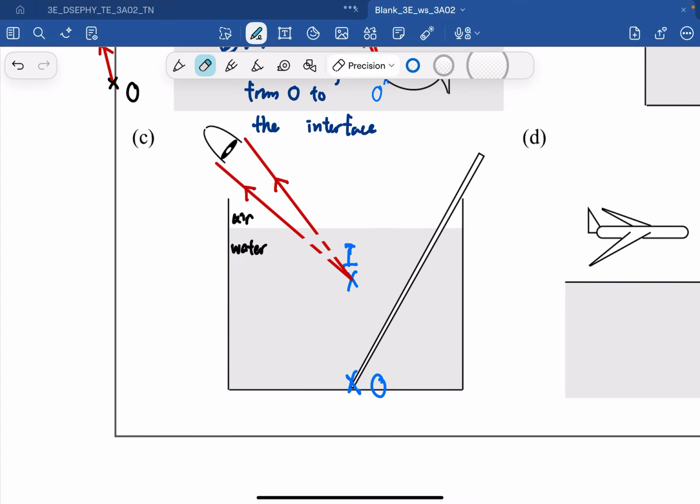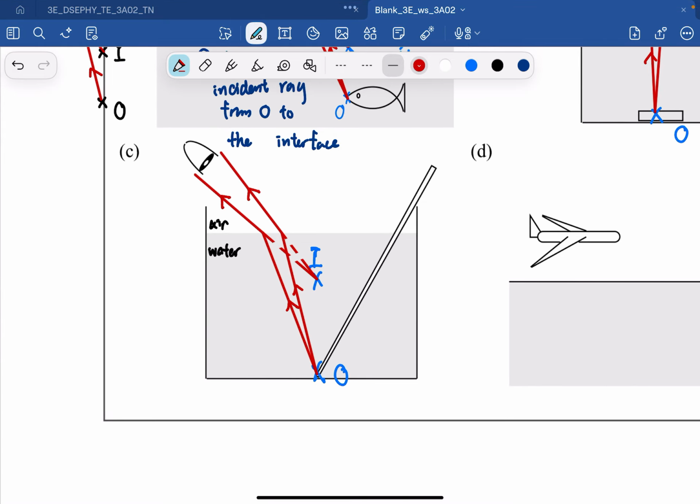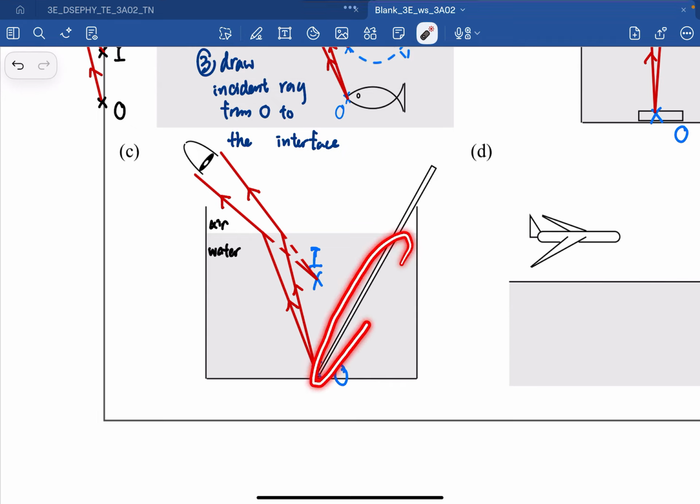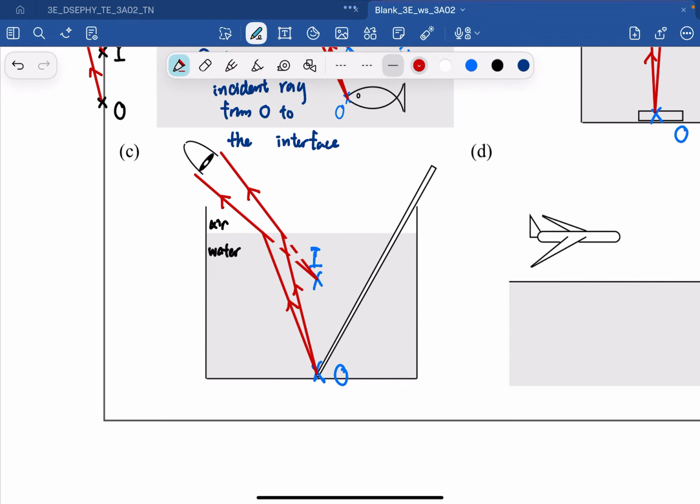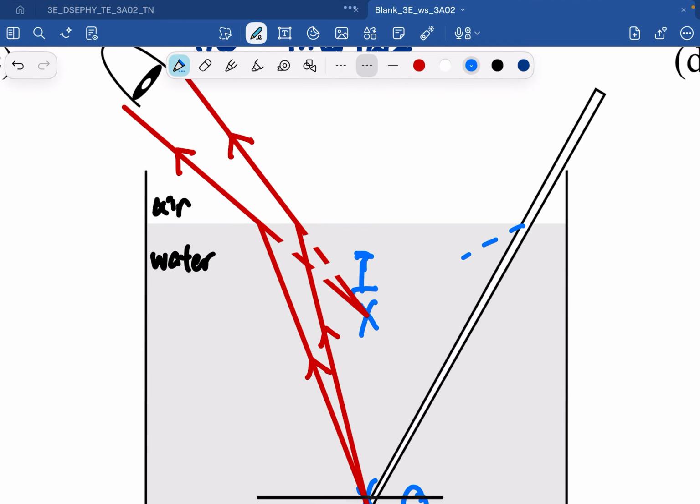And then the light ray actually comes from the object. So we will connect the refracted ray to the object at the water-air interface. And then finish. And then all the parts below the water of this chopstick should be shallower than it actually is. So if I draw the image, it should be like that.